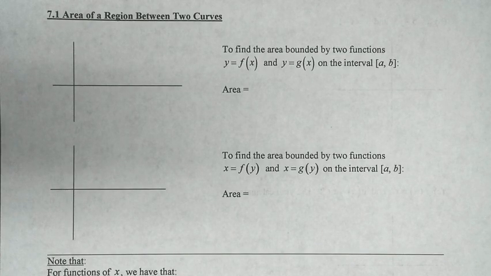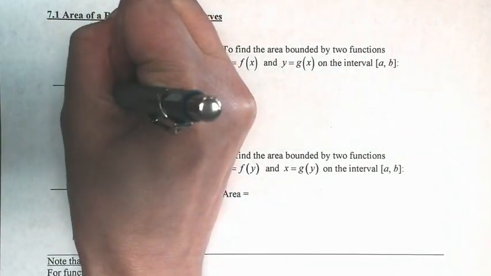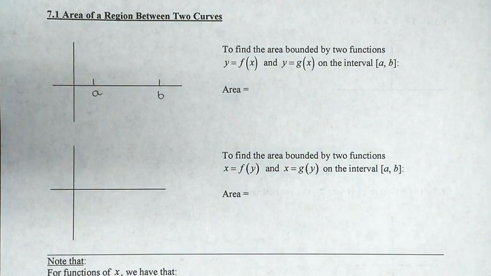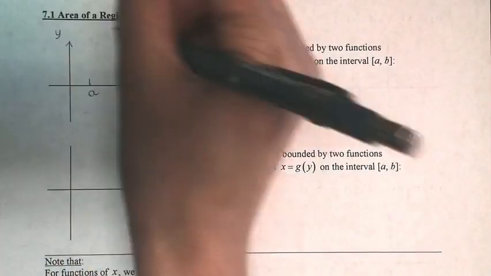Hi guys, today we're going to learn about the area of a region between two curves. So to find the area bounded by two functions, let's say y equals f of x and y equals g of x on the interval ab, we want to find this area. How does this look? Okay, so let's say that a is here and b is here. After that, of course, you know that this is your x-axis and this is your y-axis.